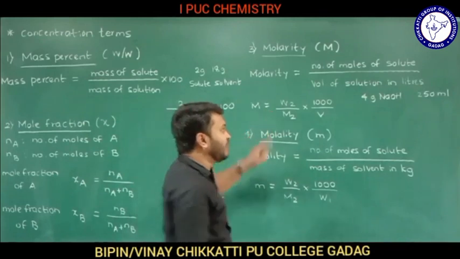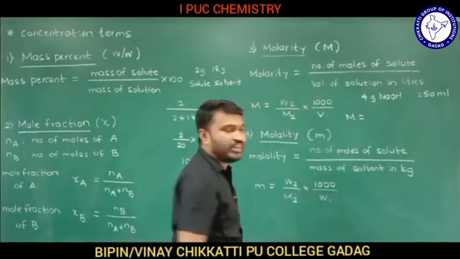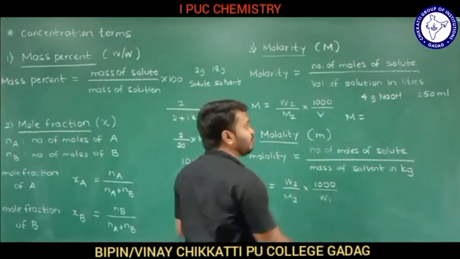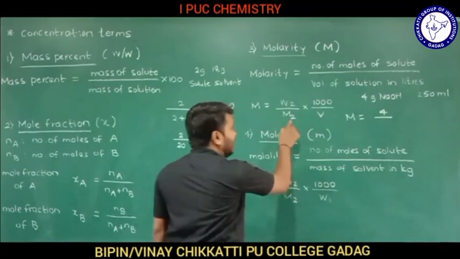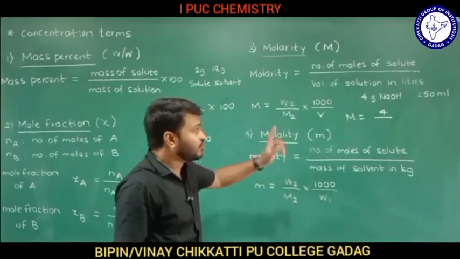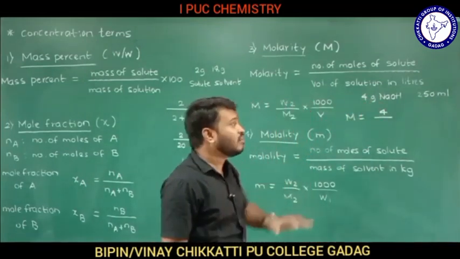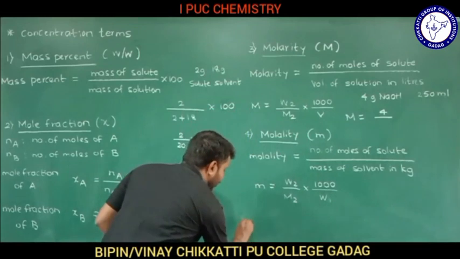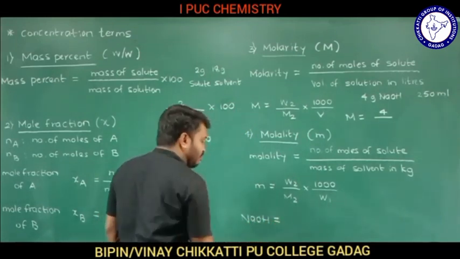The formula we have here is capital M, molarity, equals W2. What is W2? The weight of the solute. The solute is 4 grams we are adding, therefore 4 divided by M2. What is M2? The molar mass of the solute. The solute is NaOH, sodium hydroxide. We know how to calculate the molar mass of NaOH, the sum of atomic masses.